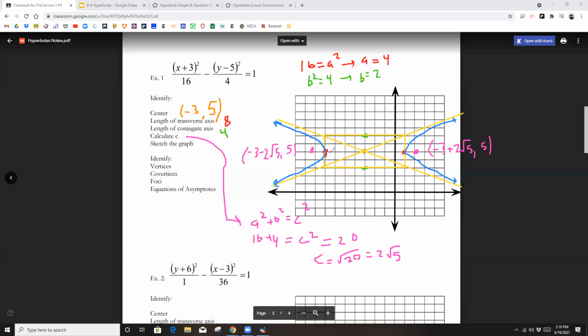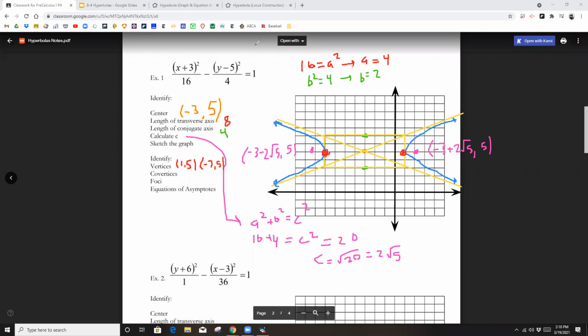So the vertices were in red here and here. So that's 4 units away from the center, left and right. So if we add 4 units to -3, 5, we get 1, 5. And if we subtract 4 units, we would get -7, 5 from the x coordinates.